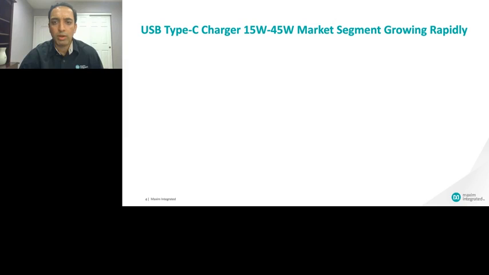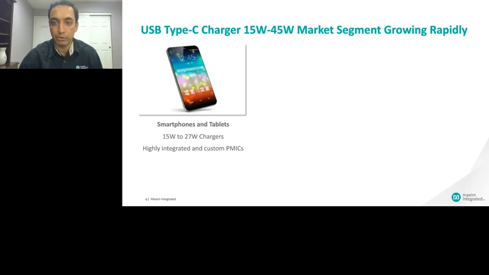So what really kicked off USB Type-C in the market? Just looking at the market segments where USB Type-C is used, it all really started with smartphones. Smartphones were early adopters of the Type-C standard, and it really proliferated across a broad range of markets. Typically, smartphones use smaller chargers, at least historically, 15 up to maybe 27 watts of charging capability. And these devices used very highly integrated solutions with custom PMICs and a lot of functions built into the same IC.